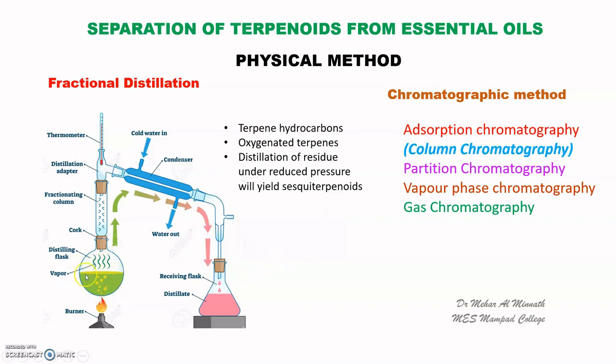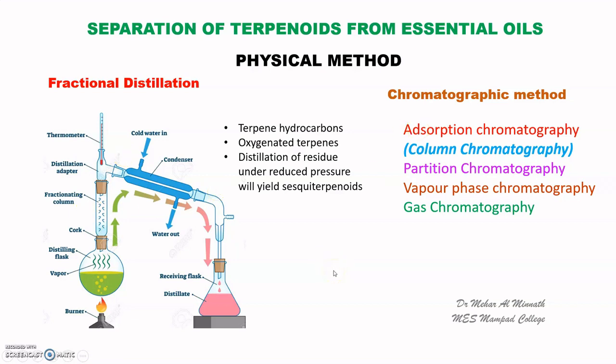Then the residue which will be left after distillation will be distilled under reduced pressure. Then we get the sesquiterpenoids, that is higher terpenoids will be obtained. So this is a way by which we separate the terpenoids from the essential oil by fractional distillation.